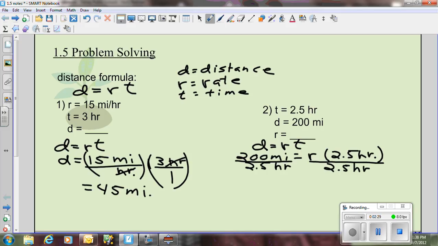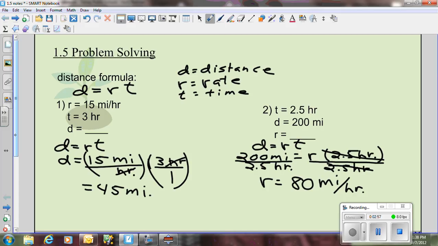Now, looking at the equation, what are my units in my answer going to be? Miles per hour, and it shows right up there in your equation. So I get R equals 80 miles per hour. Okay. Any questions on those? Okay.